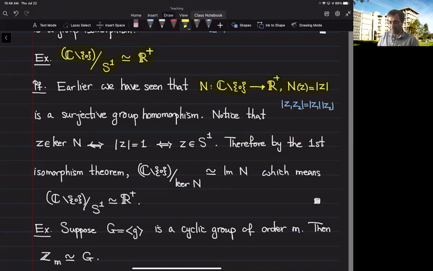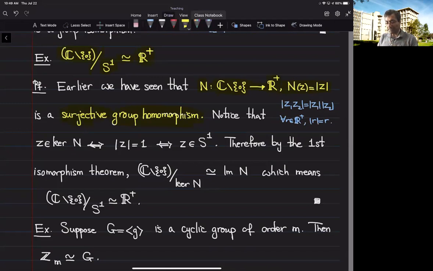So it's a group homomorphism, and it is also surjective because the magnitude of a positive real number is itself. Therefore, this n is a surjective group homomorphism. Its image is the entire R plus. Now we understood its image. We understood its group homomorphism.